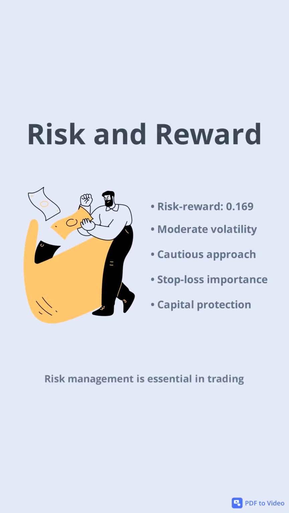Risk management is essential in trading. DJT's risk-reward ratio is 0.169, which is relatively low, suggesting that potential rewards may not fully compensate for the risks involved at current levels. Volatility remains moderate, but traders should be cautious and use appropriate stop-loss strategies. Understanding risk-reward helps traders make informed decisions and protect their capital.